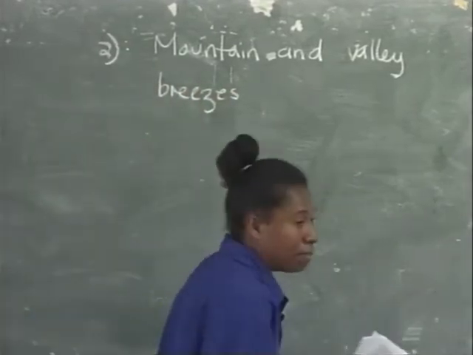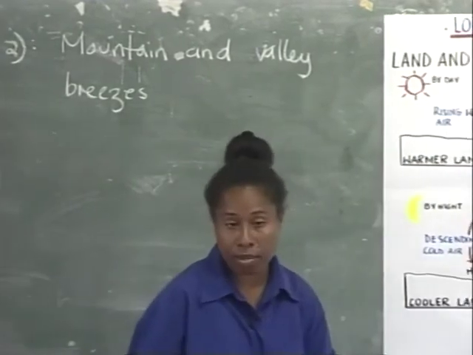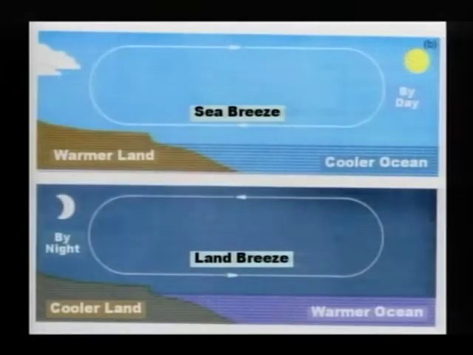Okay, so the first example we have already looked at, the land and sea breeze. We'll move on now to looking at the mountain and valley breezes.